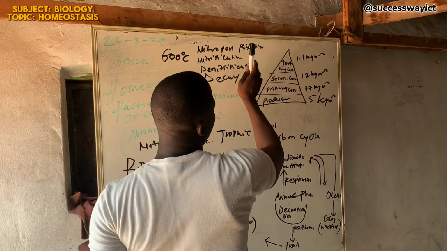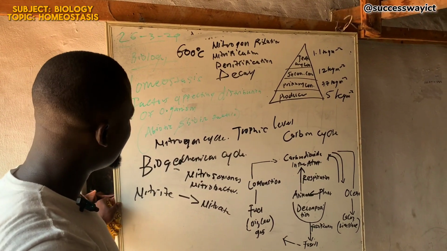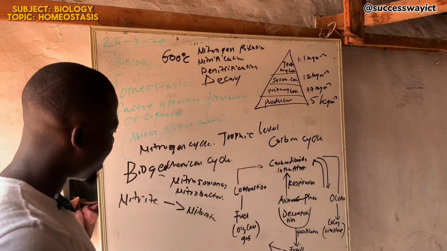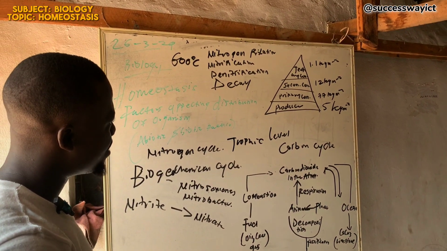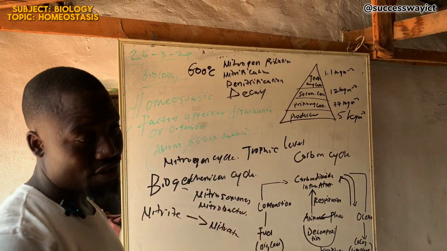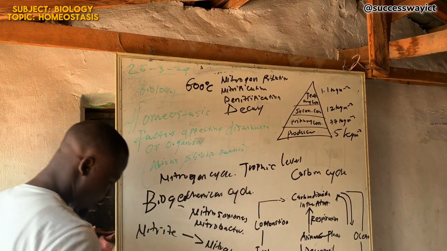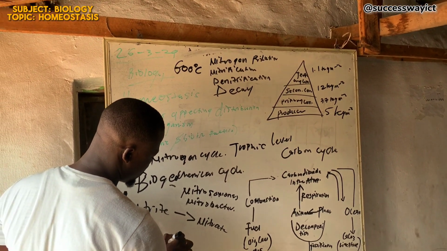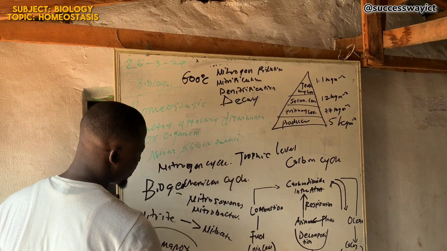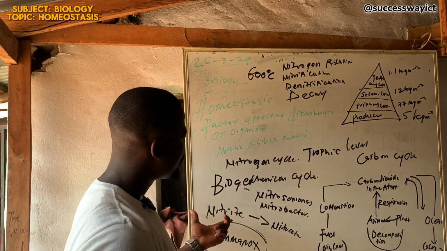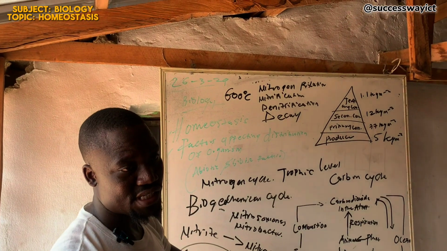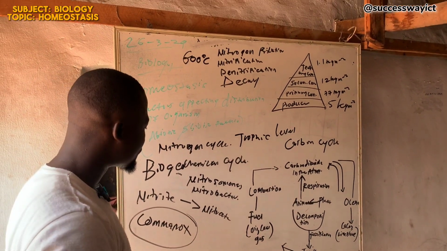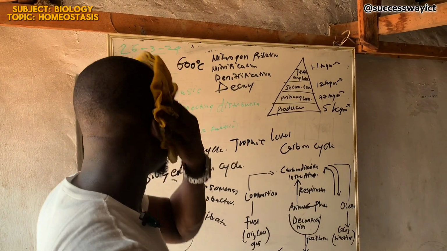So nitrification here has to do with the conversion of nitrite into nitrate, with the aid of microorganisms as well. There is a group of organisms called Nitrobacter. These organisms have the ability to convert nitrite into nitrate. Are we together? Now, another is denitrification.